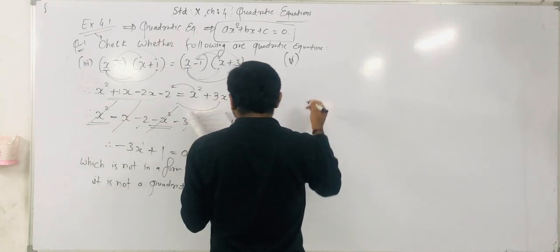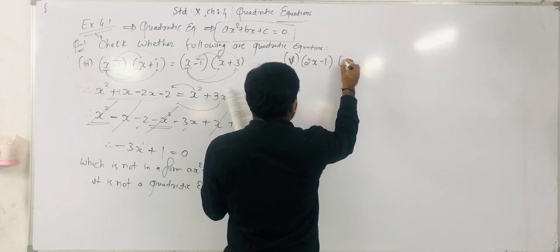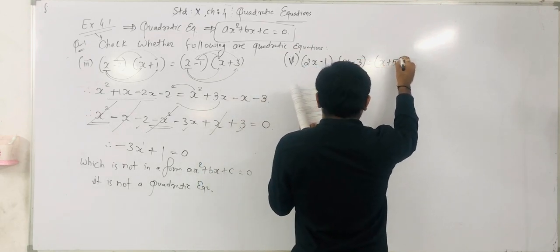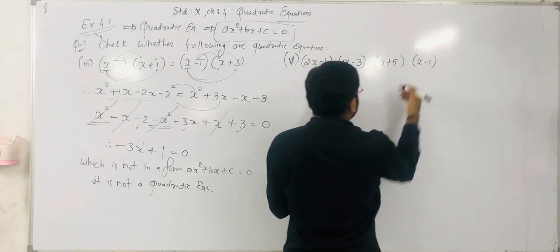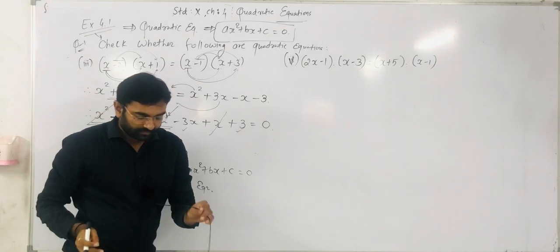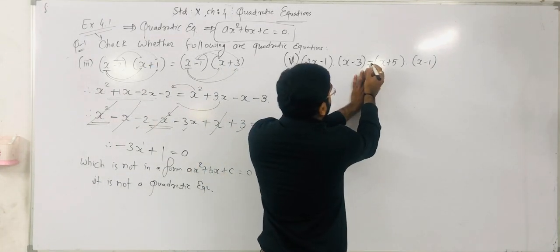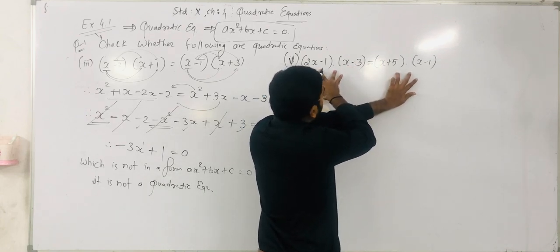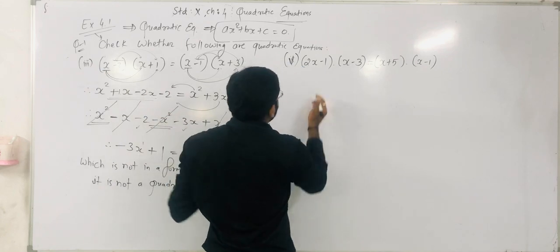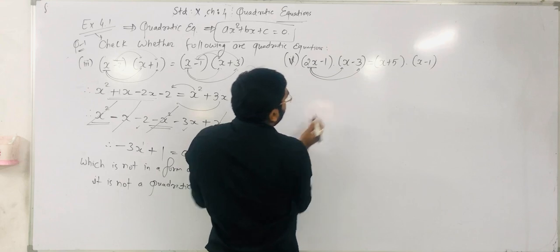Now in question number 5 there is given 2x minus 1 into x minus 3 is equal to x plus 5 into x minus 1. So how do we have to solve question number 5? See, again on both sides of the equal sign, 2 brackets are given and in each bracket there are 2 terms. So as we did in question number 3, same way. First bracket, first term, we need to multiply with the second bracket, both terms, one by one.